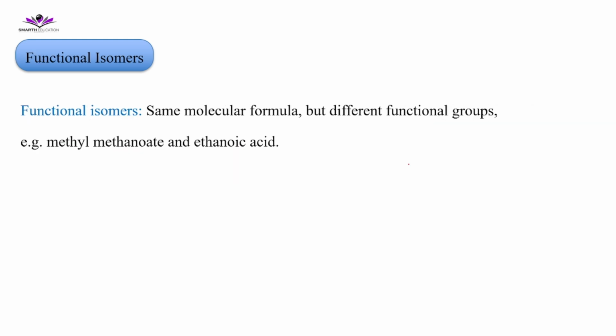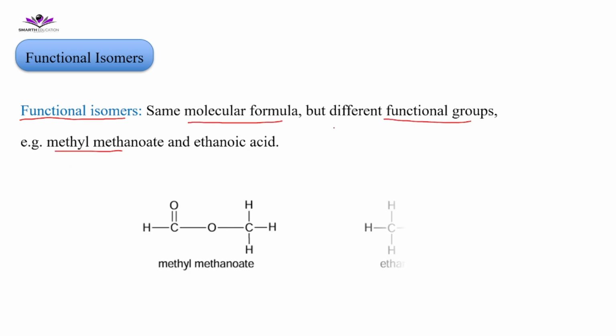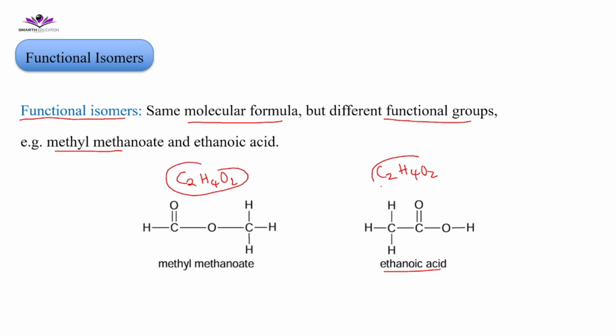And then the last one is functional isomers. Functional isomers have the same molecular formula but different functional groups. An example: if you check here, the molecular formula will be C2H4O2. Same here, C2H4O2. So the molecular formula is the same, but these are two different molecules that belong to two different homologous series. These are good examples of functional isomers.